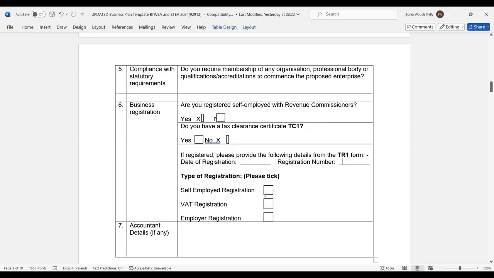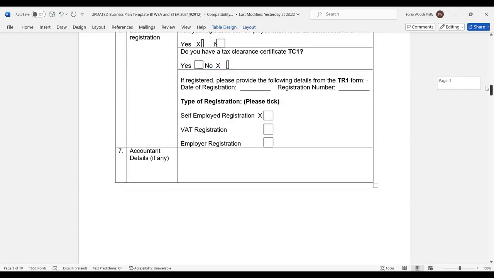So the type of registration will be self-employed registration. And at this stage, it is unlikely that any new business owner will be VAT registered or employer registered, but this will be something you can do down the line should the need arise. And if you need to register for VAT or register as an employer in the future, you will log on to your ROS profile and complete the registration there.